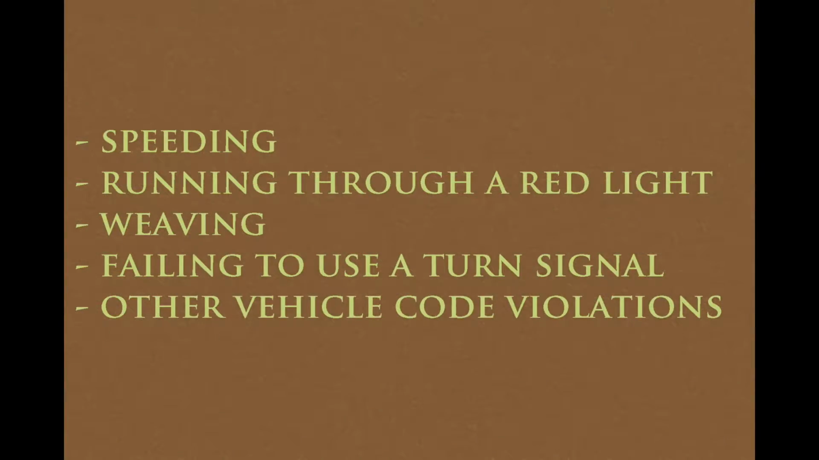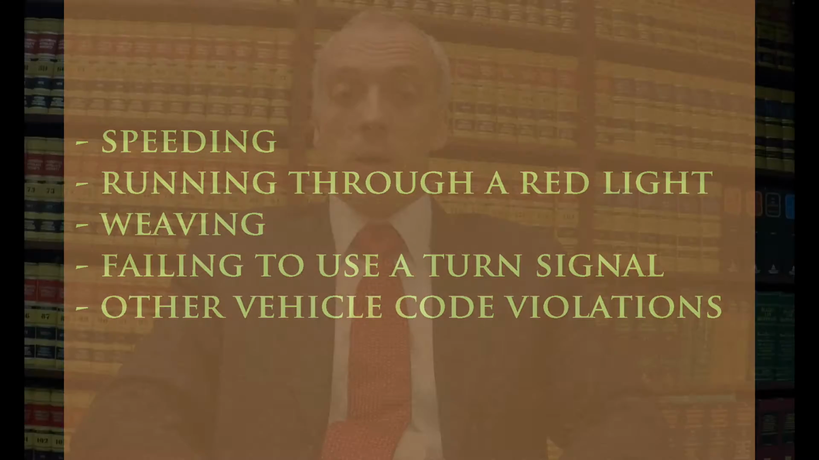Generally speaking, an officer has to observe a vehicle code violation that he could cite a person for that involves speeding, running through a red light, or any other vehicle code violation, equipment, or weaving, for example. If you are arrested after being stopped for weaving or failing to show a blinker, please contact an attorney.